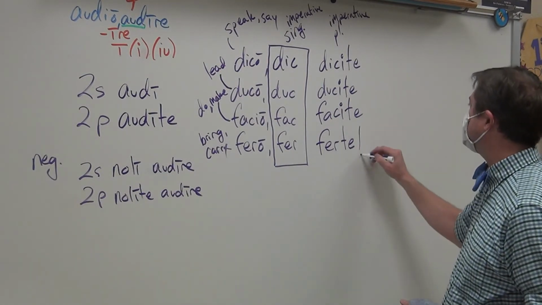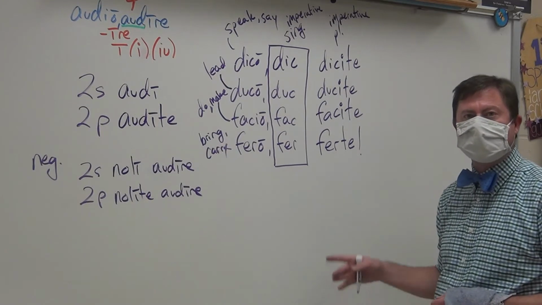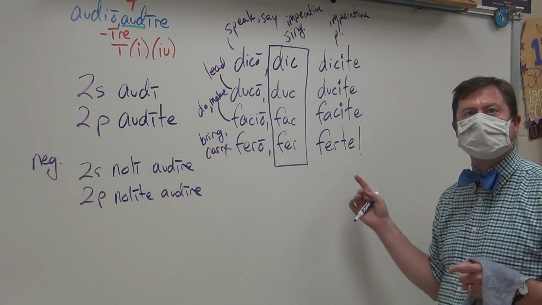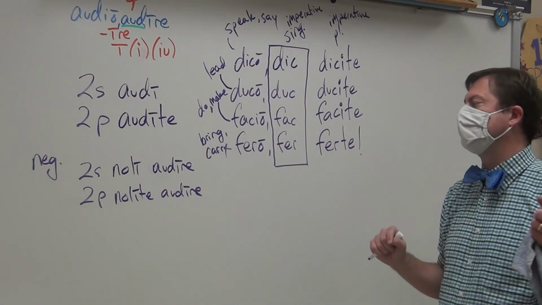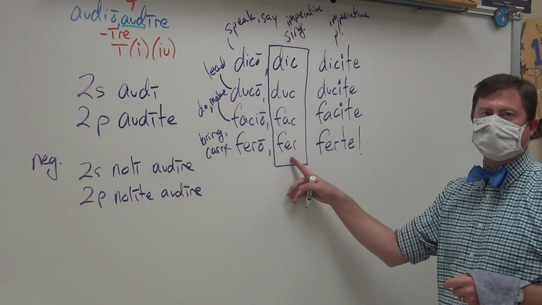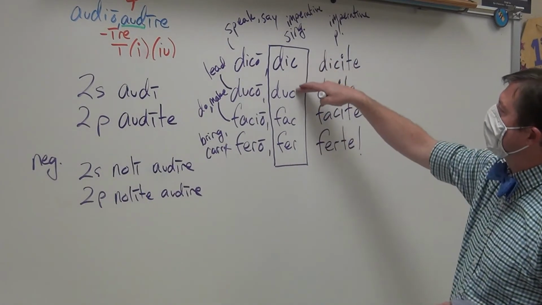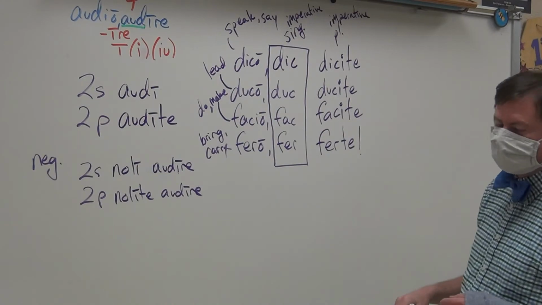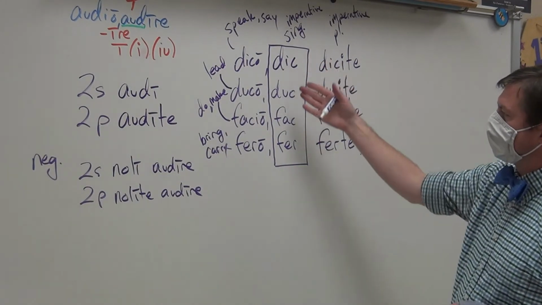Which we have seen before with the girls and the wolf. They yelled out, ferte auxilium, which means bring help to the boys, plural. Had they been only talking to one boy, they would have said fer auxilium. But the exceptions, dic, duc, fac, and fer, had an E, but it isn't there for these 4 verbs alone.